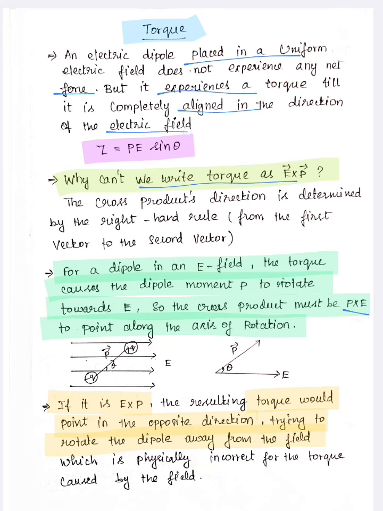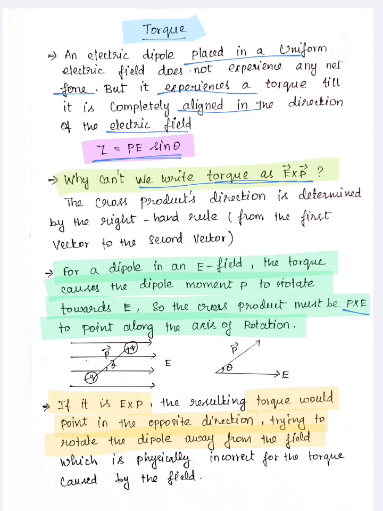Once the dipole is aligned in the direction of the electric field, this torque becomes zero, and we know the torque acting on the dipole in a uniform electric field is PE sin theta. The vector form of the torque is P cross E. Now the question is, why can't we write this torque as E cross P? What happens if we write the torque as E cross P?